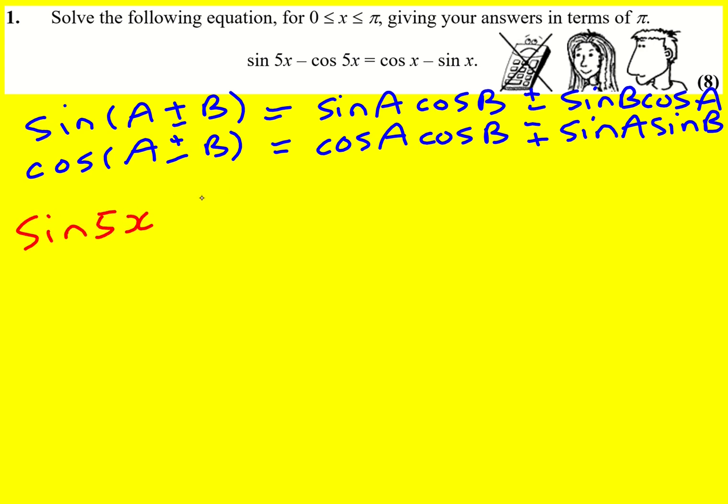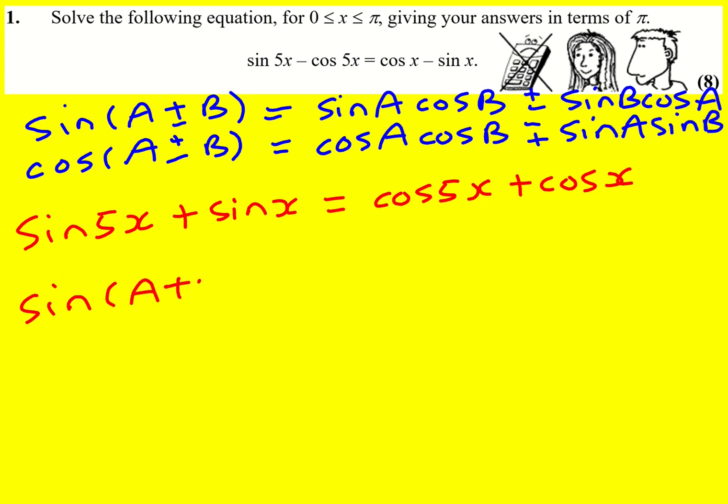rewrite the equation as sine 5x plus sine x equals cos 5x plus cos x. And it's this that we should focus our attention on, because I kind of want to rewrite the sine a plus b. We're going to get some identities basically that you may have seen before, you may not have. So if you haven't, I think this question's tough. If you have, you've got a good chance.